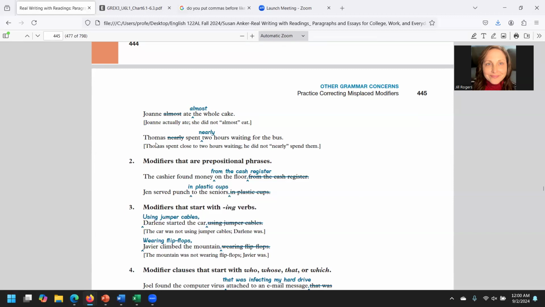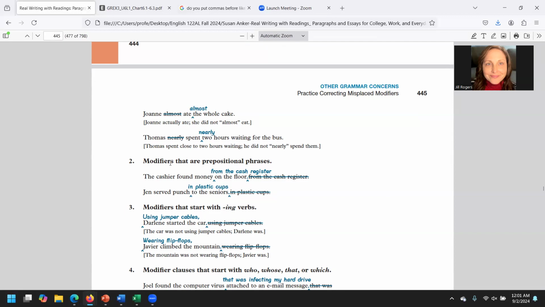And here's another one. "Thomas nearly spent 2 hours waiting for the bus." That's not good. It should be "Thomas spent nearly 2 hours waiting for the bus." Because those words are not modifying the verbs, they're modifying the things. So all of those should be right before.